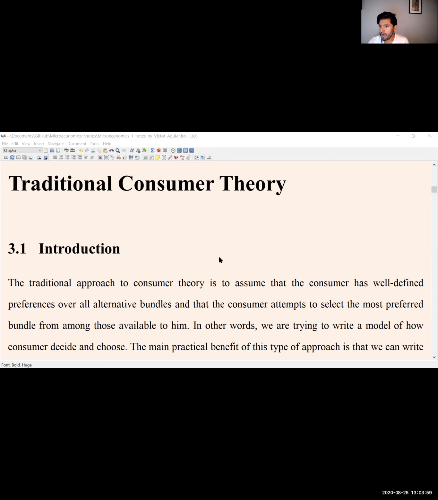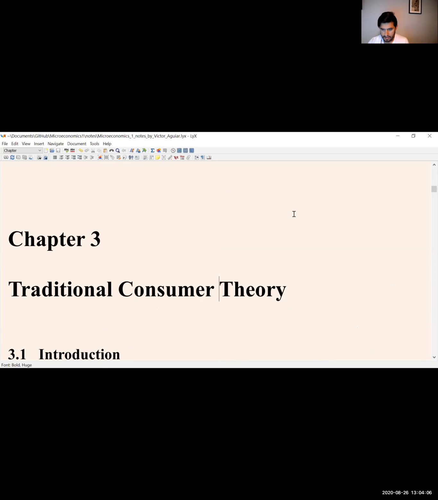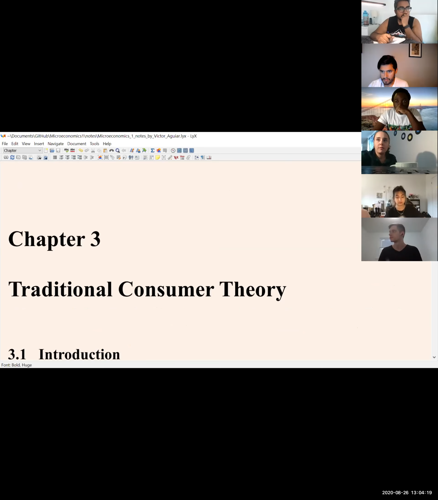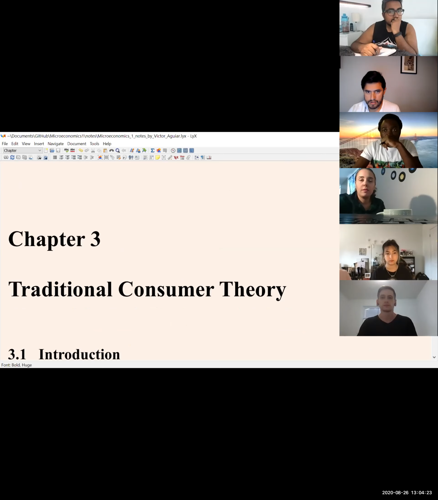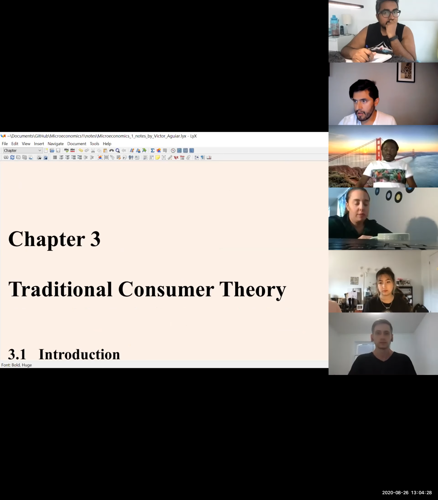Okay, just let me change something here. And then, I'm just using my other screen so I can see all of you. You can see my screen, right? Okay, so now let's start.